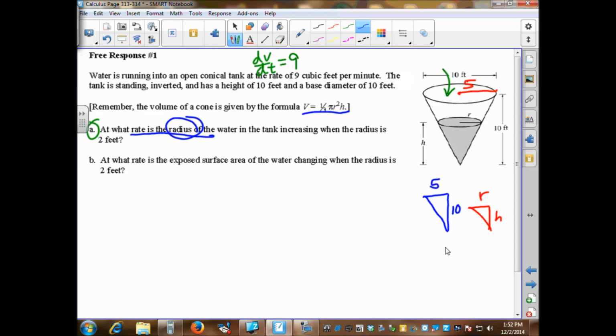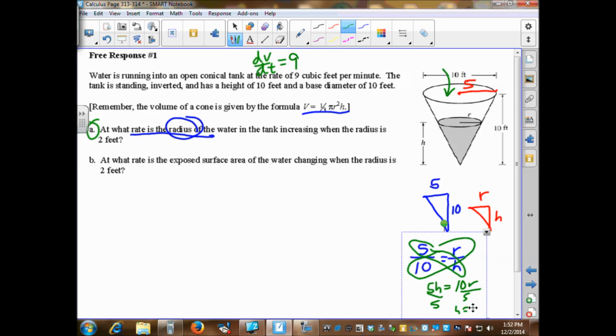We know these are similar triangles, so they are in proportion. So 5 over 10 is equal to r over h. I don't want to use height. I want everything to be about radius in this problem. So the first thing I'm going to do is solve this equation for height. If we cross multiply, we get 5h equal to 10r. Divide by 5, and we get h equals 2r.